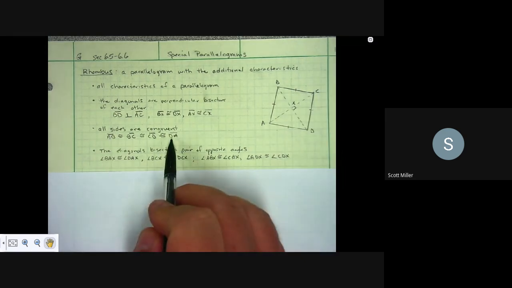Secondly, all the sides are congruent. So in a rhombus, all the sides are the same length. Okay? And the diagonals bisect a pair of opposite angles. That means this diagonal will bisect angles A and C, and this diagonal will bisect angle B and D. Okay, so that's what it means. And so these two angles are congruent, those two, and those two. Okay, so that's the characteristics of a rhombus.